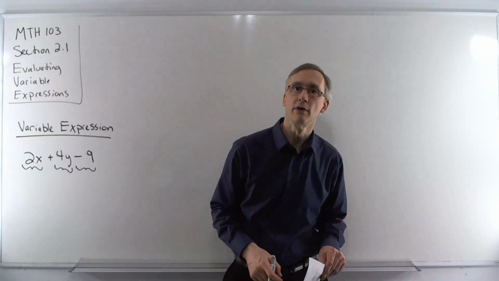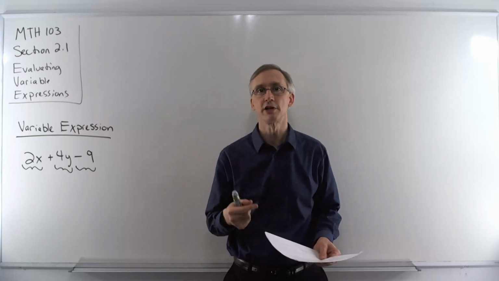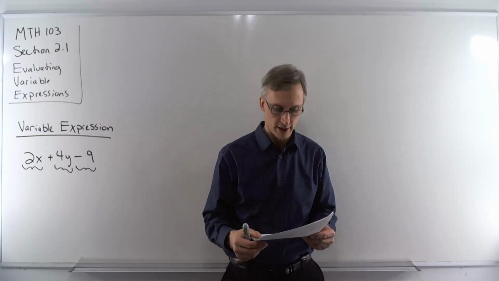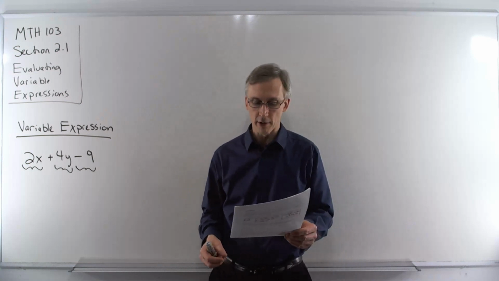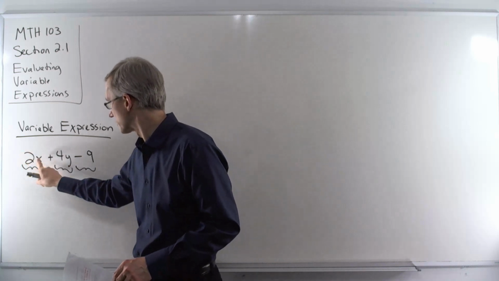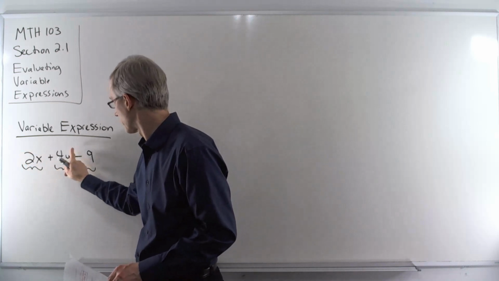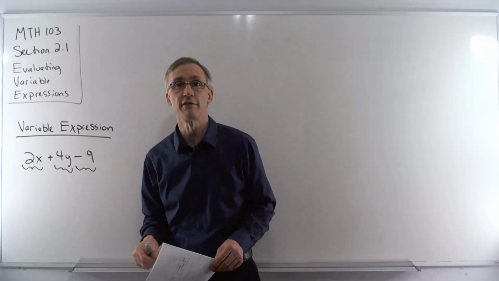This will be important later when we're doing distribution, where you have to multiply a number by each term, so make sure you can identify what a term is. The variable part is the collection of one or more variables and their exponents in a term. So the variable part of this term, 2x, would be x. And the variable part of this term, 4y, would be y. And the constant term doesn't have a variable part.